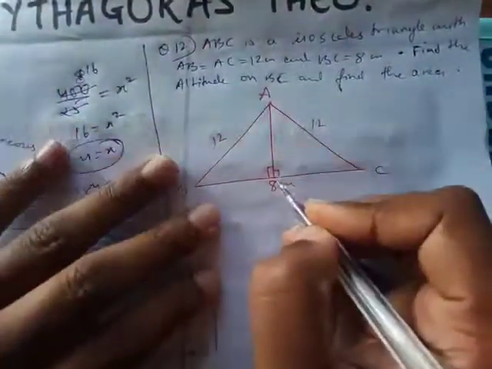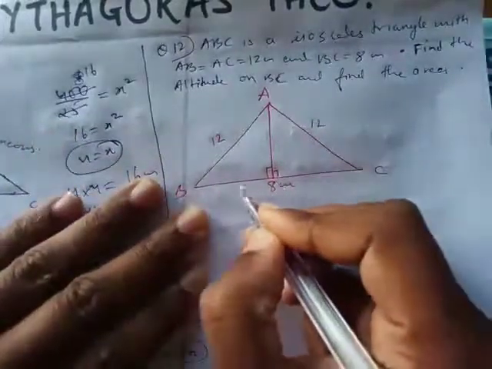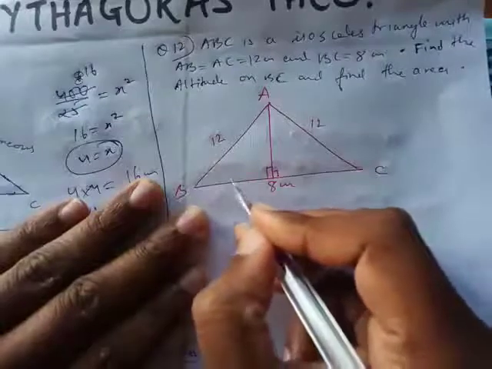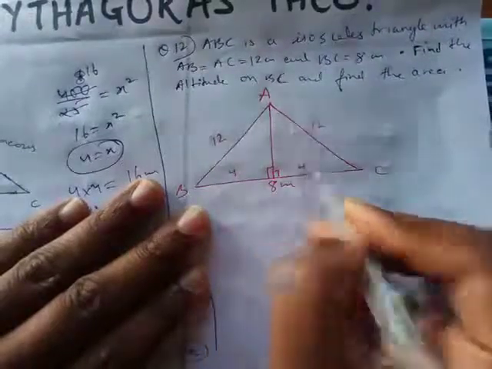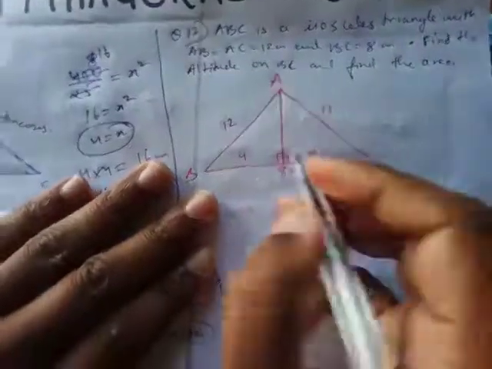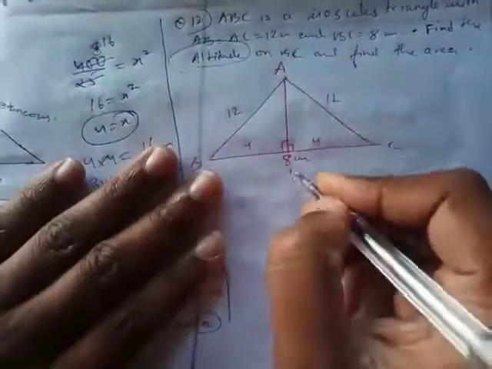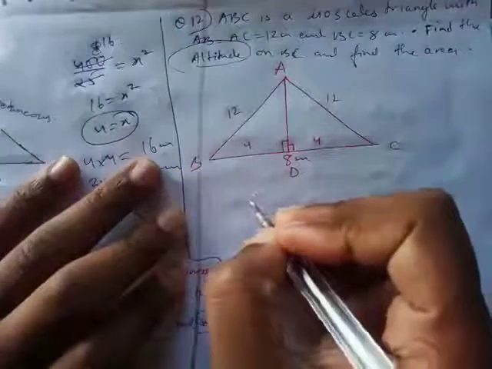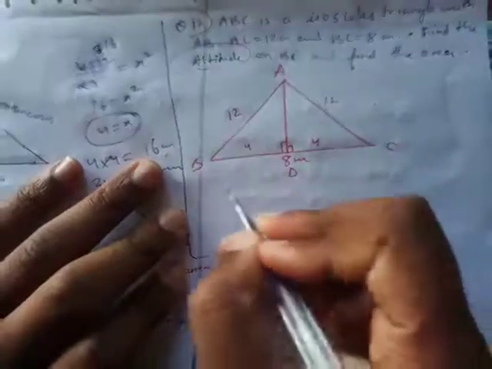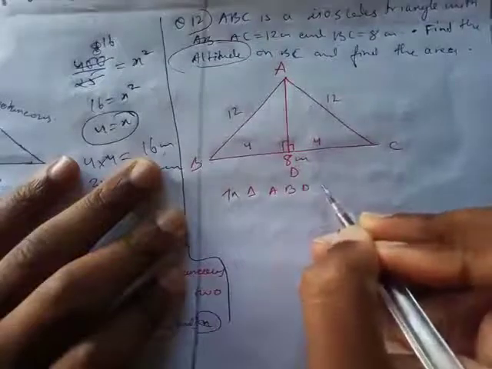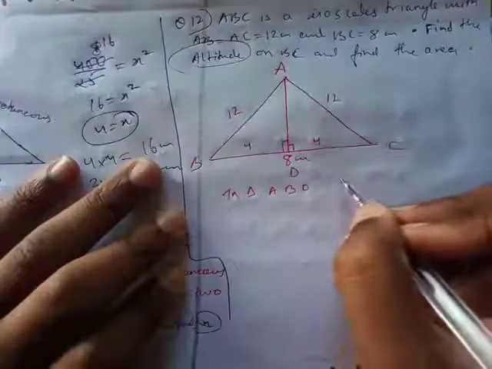When altitude is made on the base, it's always dividing or bisecting the line. So this is going to be 4, this is going to be 4 as well. Okay, so I'm going to find the altitude. Altitude is going to be, I can take this D, so I'm going to find AD. So I'll say in triangle ABD. Okay, I'm looking in triangle, so what can I write?